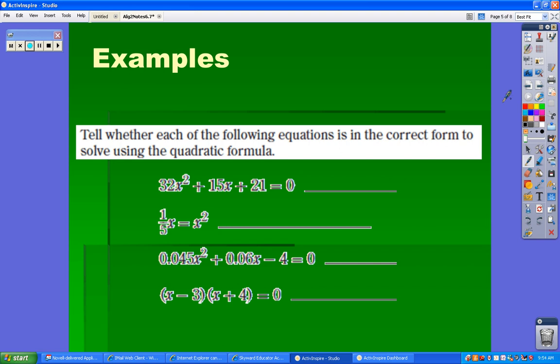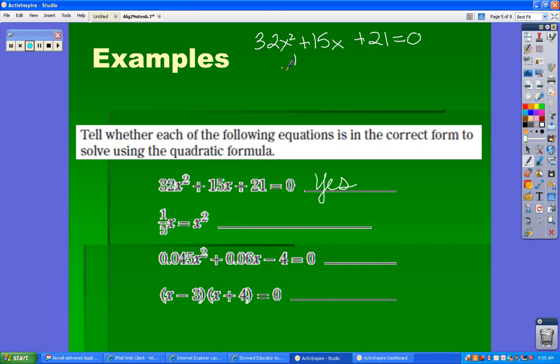Here are some examples. We're just going to say whether or not you can use the quadratic formula. Tell whether each of the following equations is in the correct form. Is it ready to go? Is this guy ready to go? And I don't know if you can even read it, so I will write it right above it. 32x squared plus 15x plus 21 equals 0. Can I use the quadratic formula? Sure. I got 0 on one side. I got an x squared term. This is absolutely ready to go.